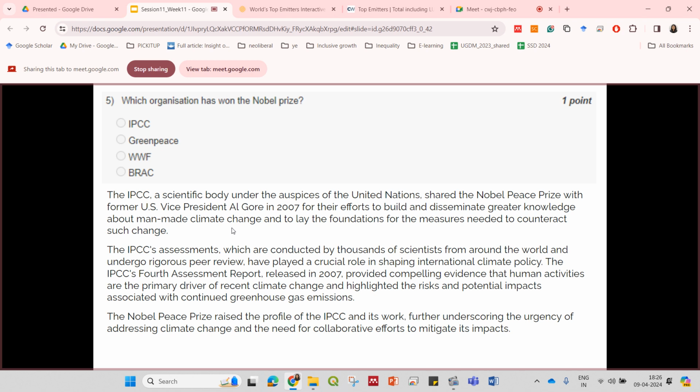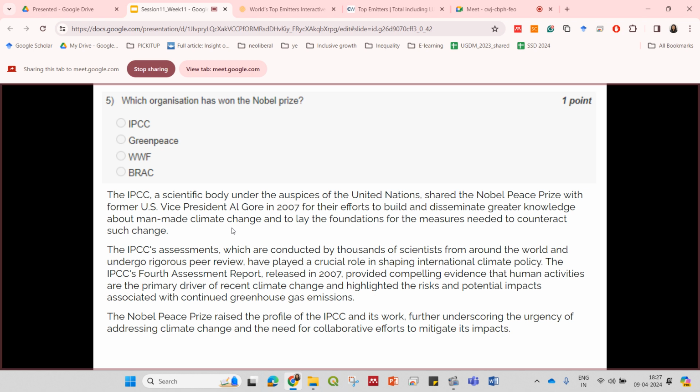And the fourth assessment report, which came in 2007, was the report that provided compelling evidence that yes, human activities are the primary driver of the climate change that is occurring, and it also highlighted the risks and potential impacts associated with continued greenhouse gas emissions. So the Nobel Prize raised the profile of the IPCC and its work, further underscoring the urgency of addressing climate change and the need for collaborative efforts on a global scale to mitigate the impacts of climate change.